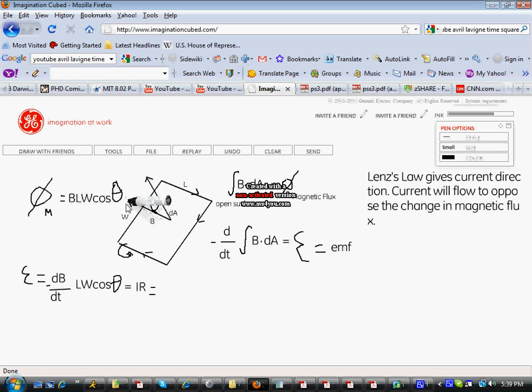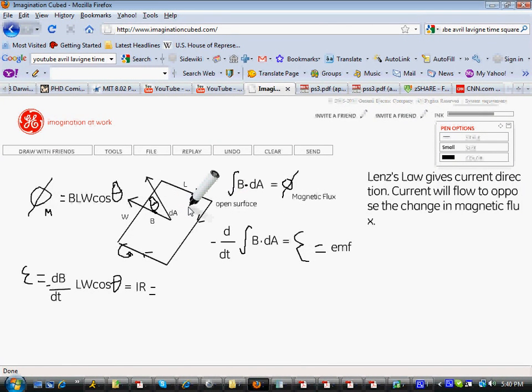I wrote here for this particular loop what the magnetic flux would be, assuming the magnetic field B is constant throughout the surface. The area of the surface is just length times width, obviously, and then we multiply by the cosine of the angle between them because we're talking about a dot product. So pretty much if you change any of these variables here, B, L, W, or cosine of theta, you're going to get an EMF.